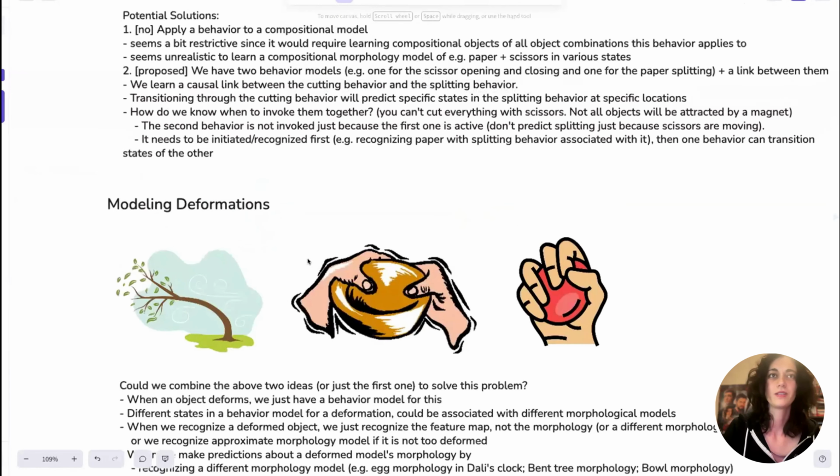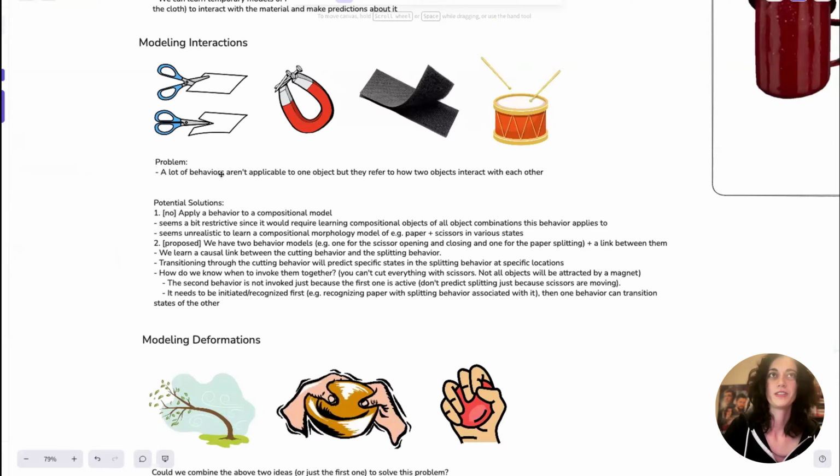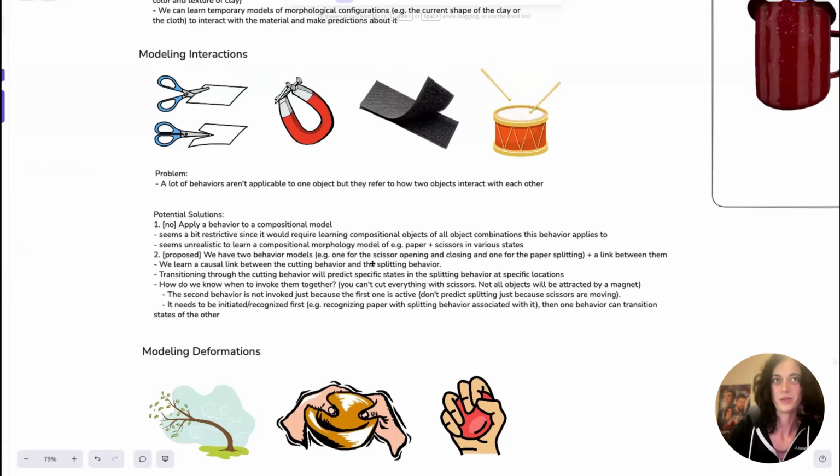Okay, we can continue this another time if we want to wrap up. I had a couple of thoughts also on modeling interactions, because it seems like there are lots of behaviors that are actually about two objects interacting with each other instead of just one object having a behavior. But we can go over that another time.